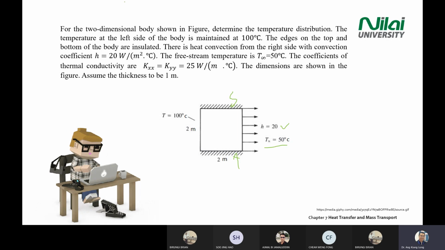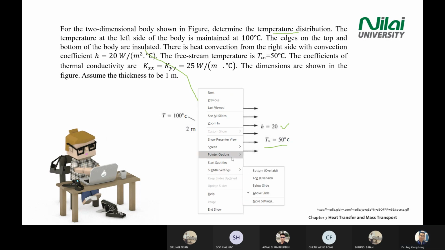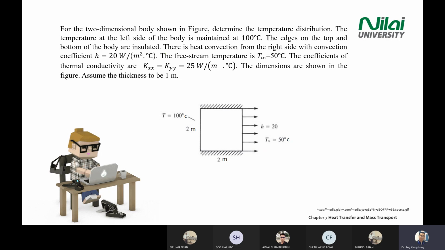So let's read the statement. So you have a 2-dimensional body. You need to determine the temperature distribution, temperature mentioned, and they are insulated. Okay, so top and bottom is insulated. H value given, free stream temperature infinity given, coefficient Kxx, Kyy is given. Okay, so Kxx, Kyy given.